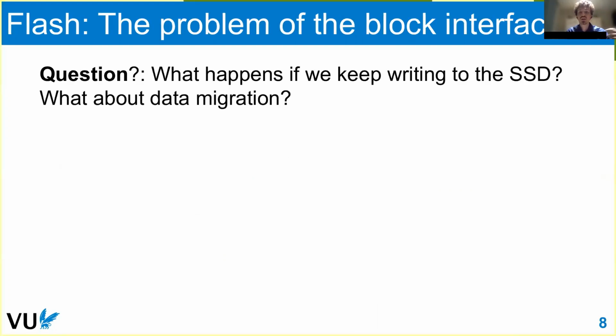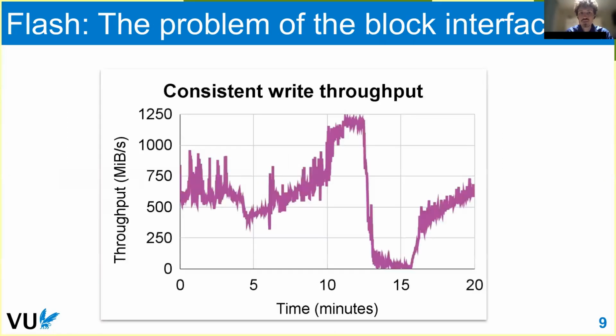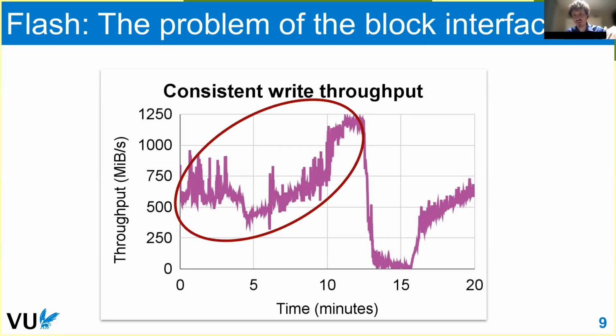What we are looking at is what happens if we keep writing into this. What about those data migrations? Do they actually hamper our client? Here in the plot, we consistently keep writing to the same SSD. We see something. First, performance is a bit stable, it goes up and down.